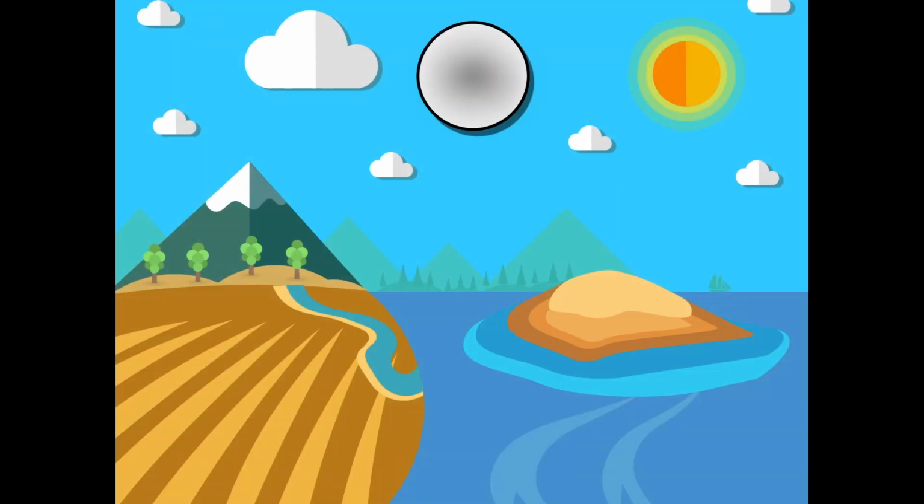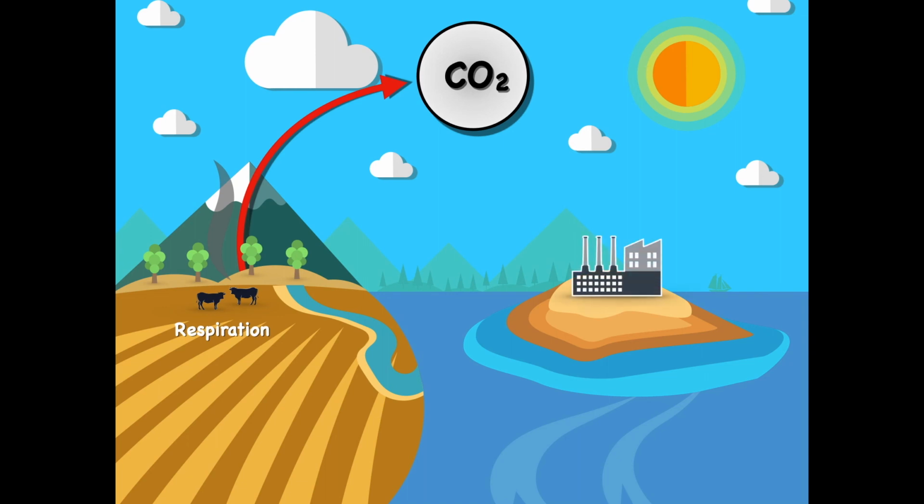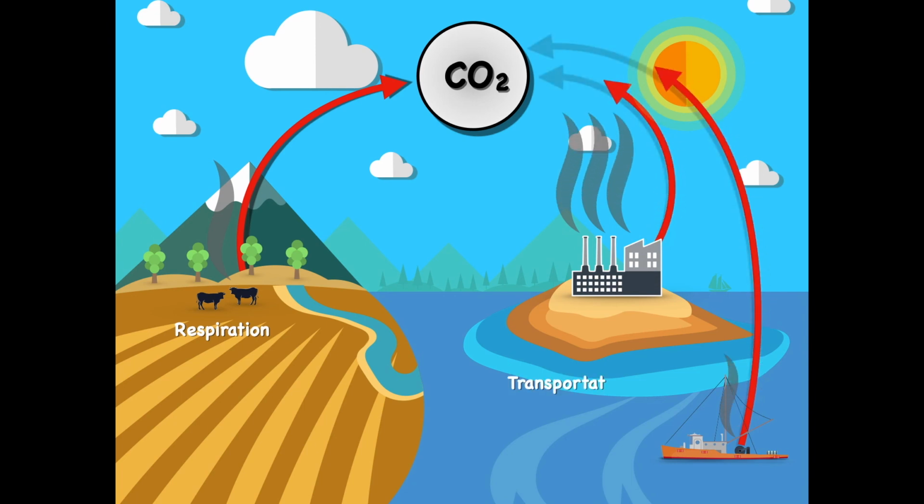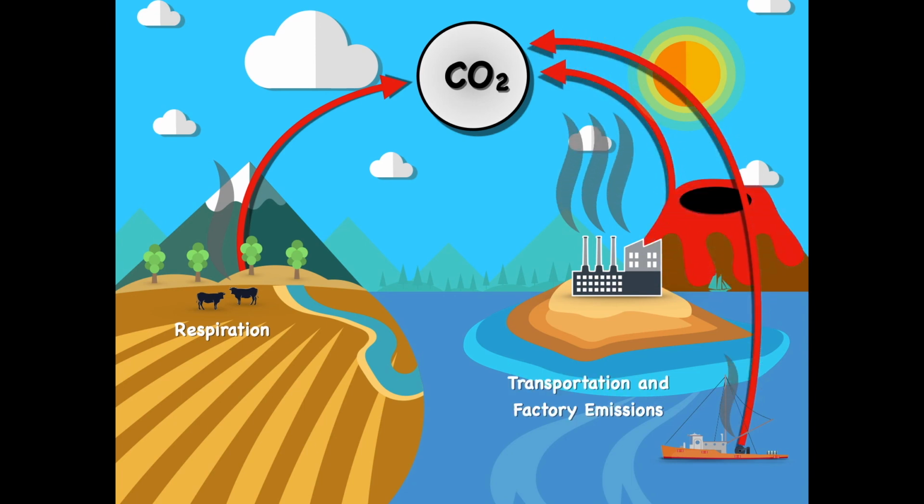So if we were to look at the carbon cycle in detail, we're mostly going to focus on carbon dioxide in the atmosphere. Now, organisms are going to respire and put carbon dioxide into the atmosphere. We're also going to see emissions from factories and transportation place carbon dioxide in the atmosphere. And then we're also going to see natural phenomena such as volcanic eruptions emit carbon dioxide into the atmosphere. That's the organic carbon.